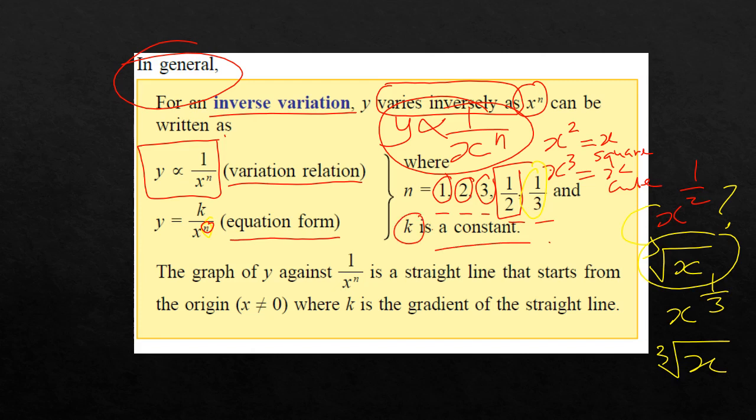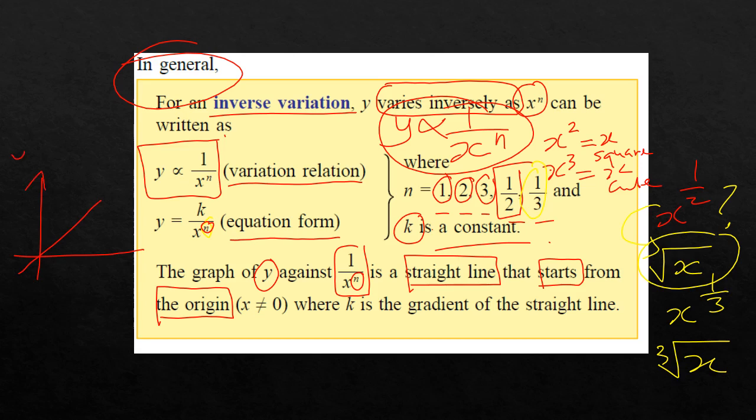And once again, if you draw the graph of y against 1 over x power n, you get a straight line that starts from the origin. The graph will be, okay, for y against 1 over x, origin, straight line. And actually, if you find the gradient here, that is your k. Okay.